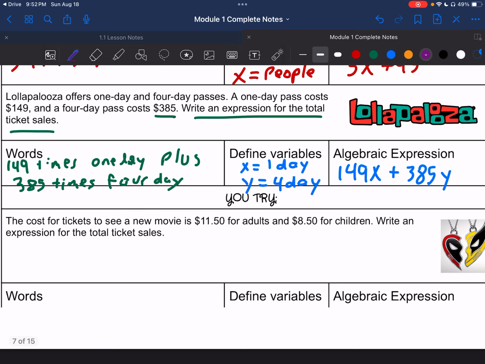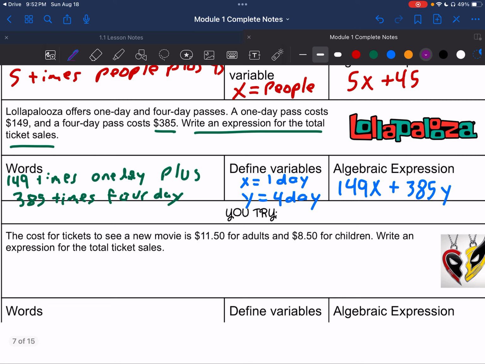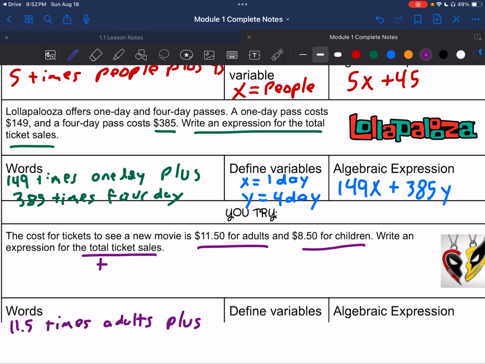All right, so the next one. The cost for tickets to see a new movie is $11.50 for adults and $8.50 for children. Write an expression for the total ticket sales. So total means we are adding adults and children. So let's start with, we've got 11.5 times adults plus 8.5 times children.